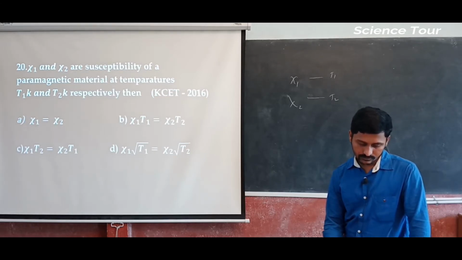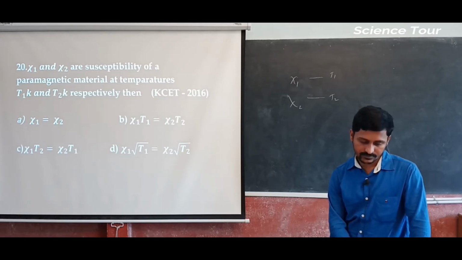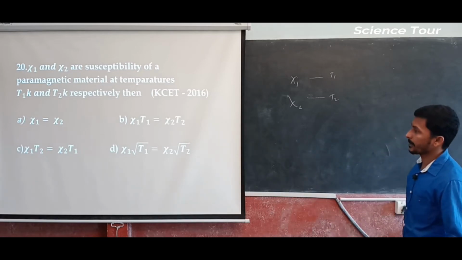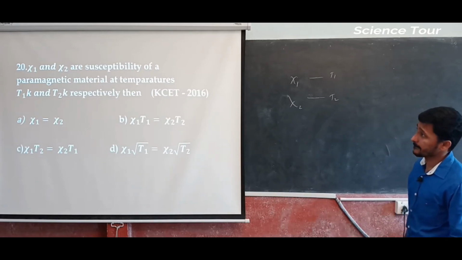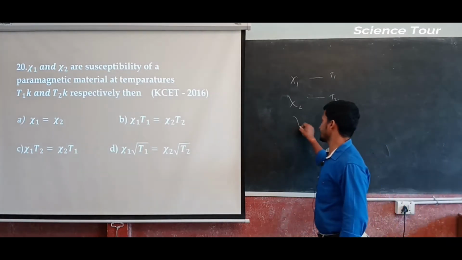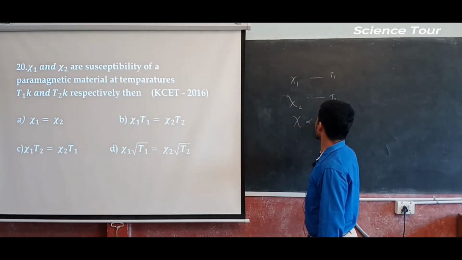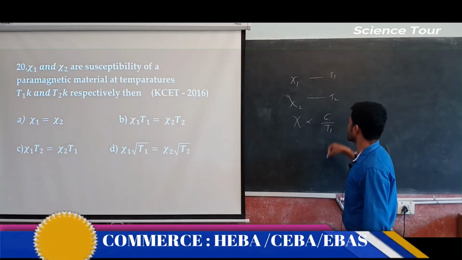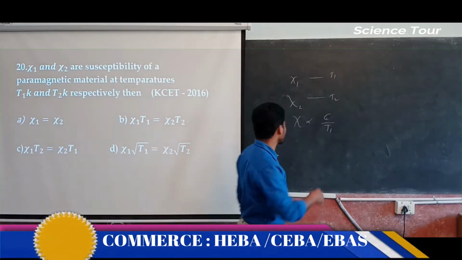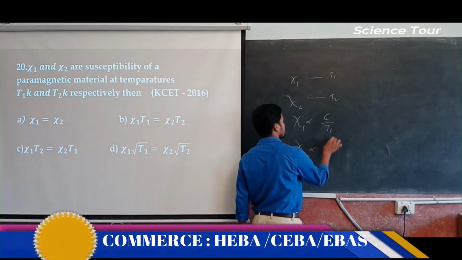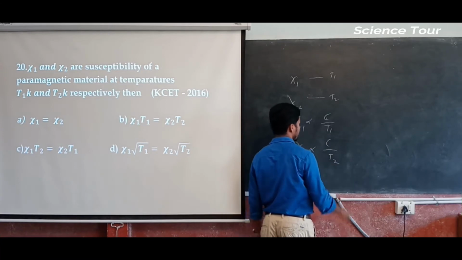So susceptibility is, okay, shall we move? See, susceptibility is inversely proportional to temperature. This is Curie's constant, it is T1. This is chi 1. Susceptibility is inversely proportional to this temperature.